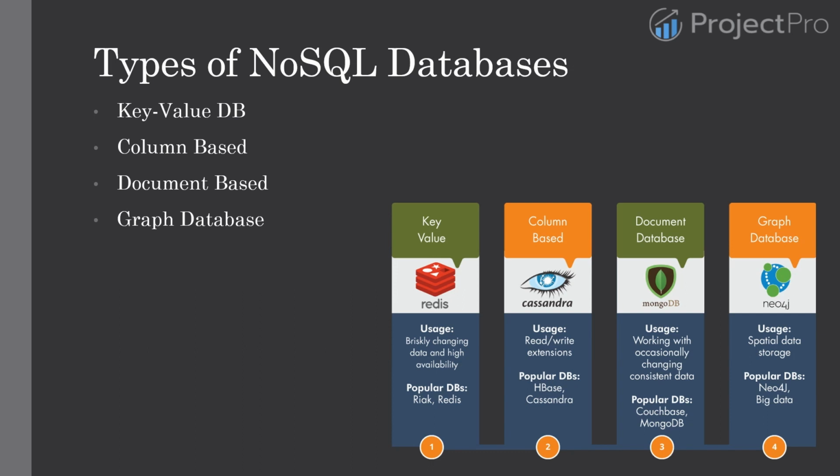That's why column-based databases are very useful for read and write extensions. And these column-based databases are highly adopted in the market right now. Some examples are Cassandra as well as HBase, which is native to the Hadoop ecosystem.